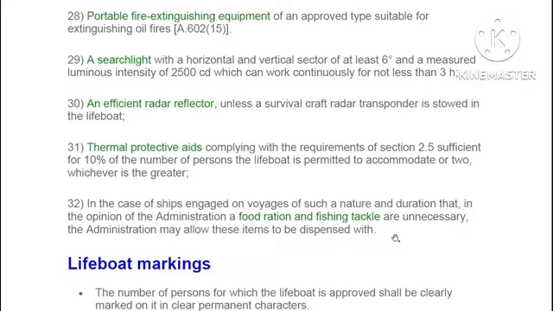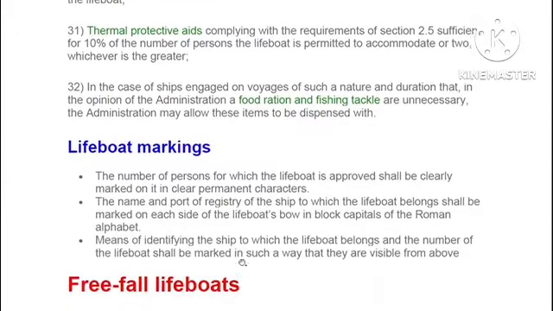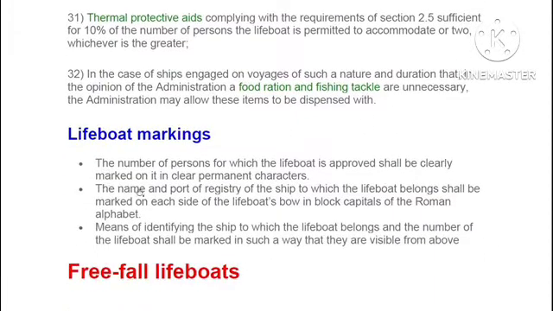What are the markings on lifeboats? The number of persons for which the lifeboat is approved shall be clearly marked on it. The name and the port of registry of the ship to which the lifeboat belongs. Means of identifying the ship to which the lifeboat belongs, and it has to be in Roman alphabets. The number of the lifeboat shall be marked in such a way that they are visible from above.